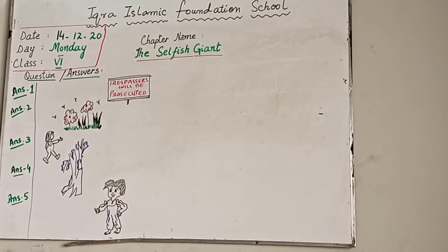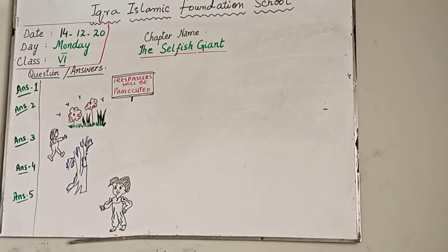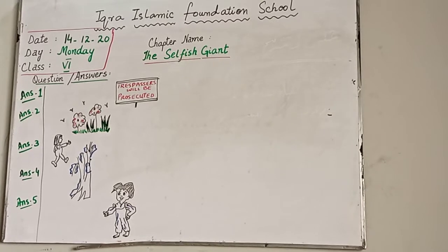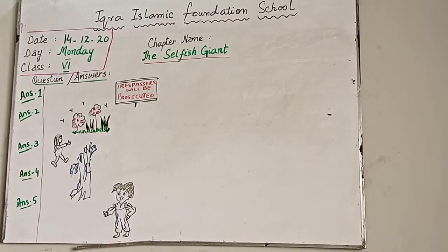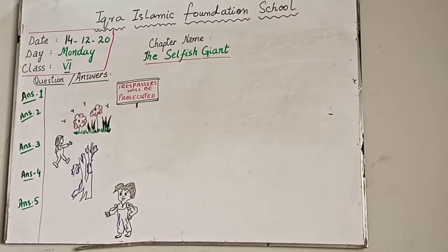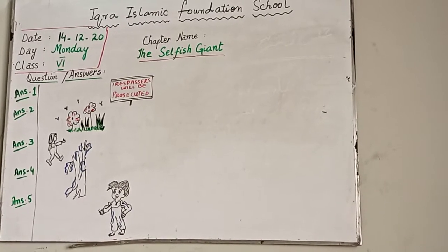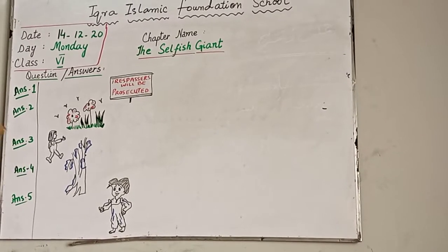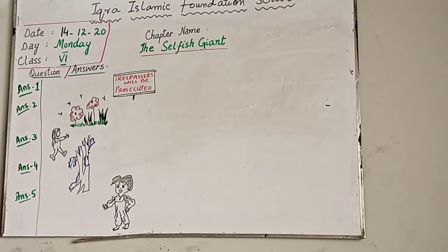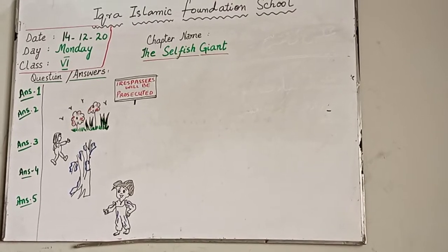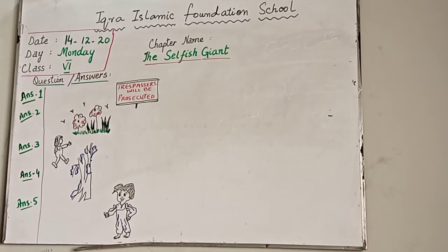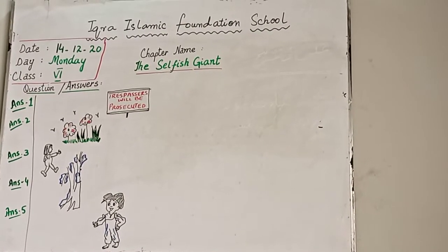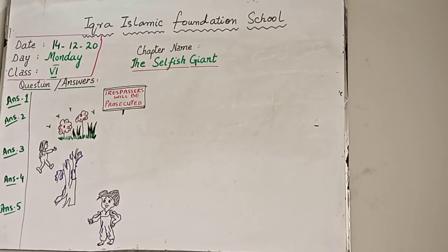Now question number 3. The children ran away when the giant came downstairs. Seeing the giant, what would you have done had you been one of the little children? Explain your answer. क्या आप सवाल में पूछ रहे हैं? अगर आप उस बाग में, if you are one of those children who ran away from the garden of that selfish giant, what would you have done if you suddenly saw him in front of you? अगर आप अचानक उस देव को अपने सामने देख लेते, what was your reaction? That would be asked in question number 3.